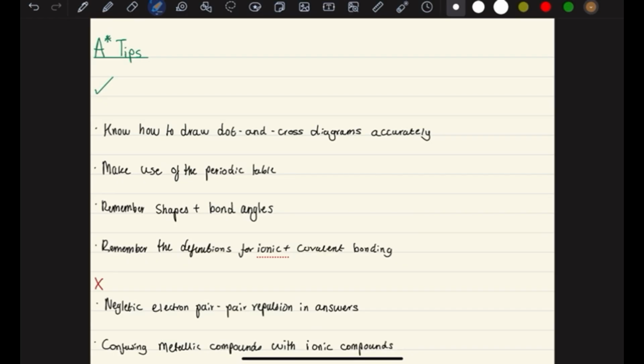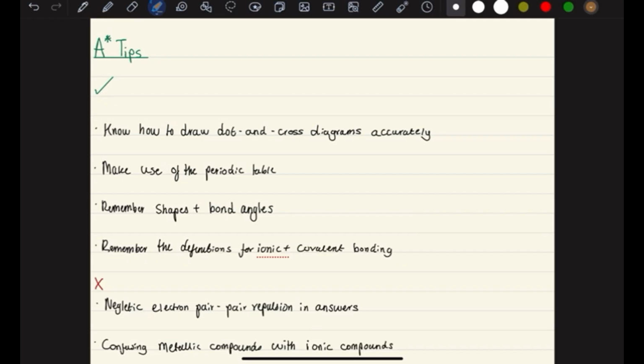Shapes and bond angles. I've literally said it, guys. Like I showed in the question, there are ways that you can still score marks without knowing the name of the shape. If you know the name of the shape, it's a nice mark to add on. Can be the difference between your B and an A star, yeah? So make sure that you know the shapes and the bond angles.